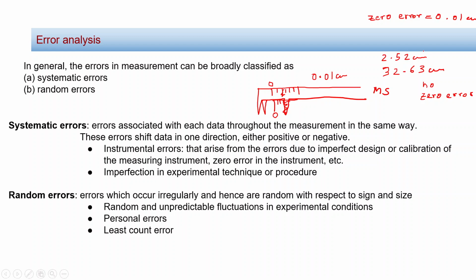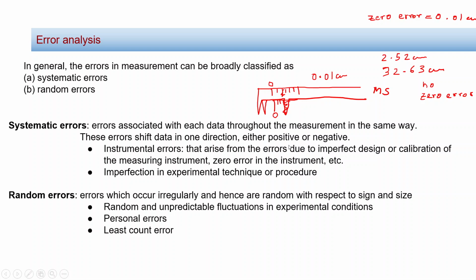Similarly, if there is negative zero error in any instrument, then I will get all my values a little lower than the actual value. So these kinds of errors are systematic errors, and this is also an example of instrumental error. This is one kind of error. What we are noticing is that in this kind of error, each data is shifting either in the positive direction or the negative direction. So one is like the zero error.